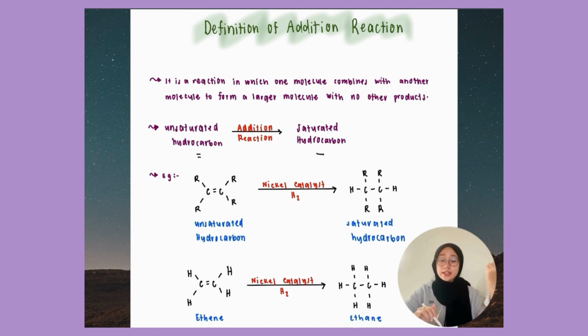And why do we need this addition reaction? Basically, we need this addition reaction to convert unsaturated hydrocarbon to saturated hydrocarbon. Unsaturated hydrocarbon means double bond or alkenes, and saturated hydrocarbon means single bond or alkanes.